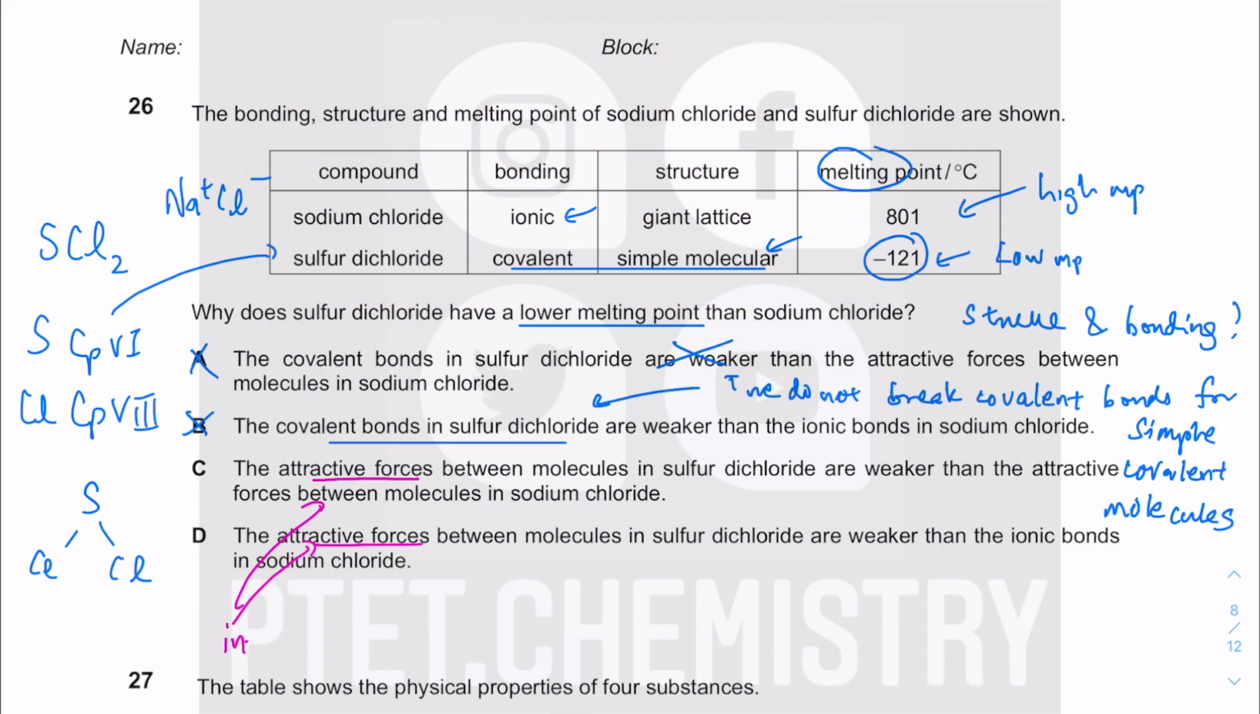That is called intermolecular forces of attraction. So that means it's forces of attraction between the molecules. Inter means between, intermolecular, between the molecules. So that thing is weaker than the attractive forces between molecules in sodium chloride. This one says weaker than the ionic bond in sodium chloride.